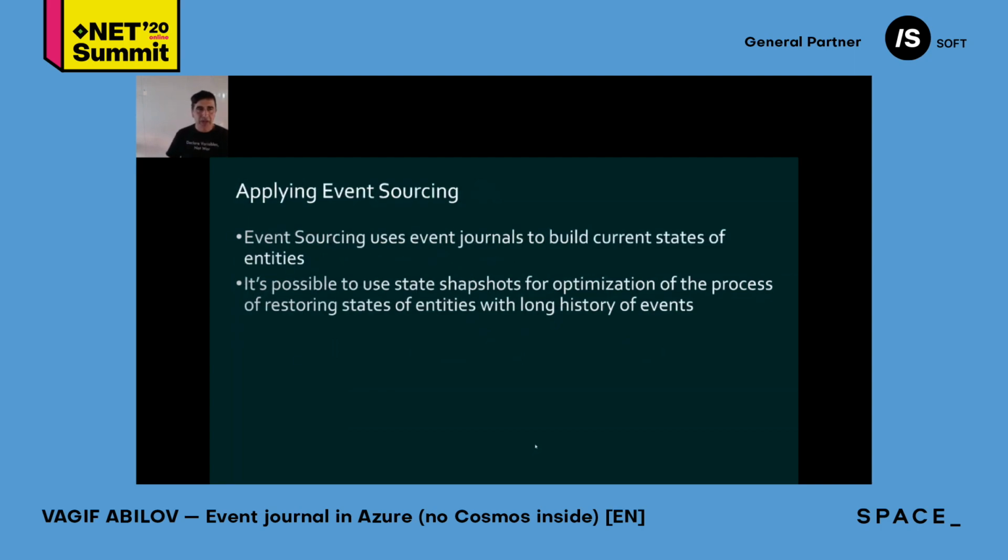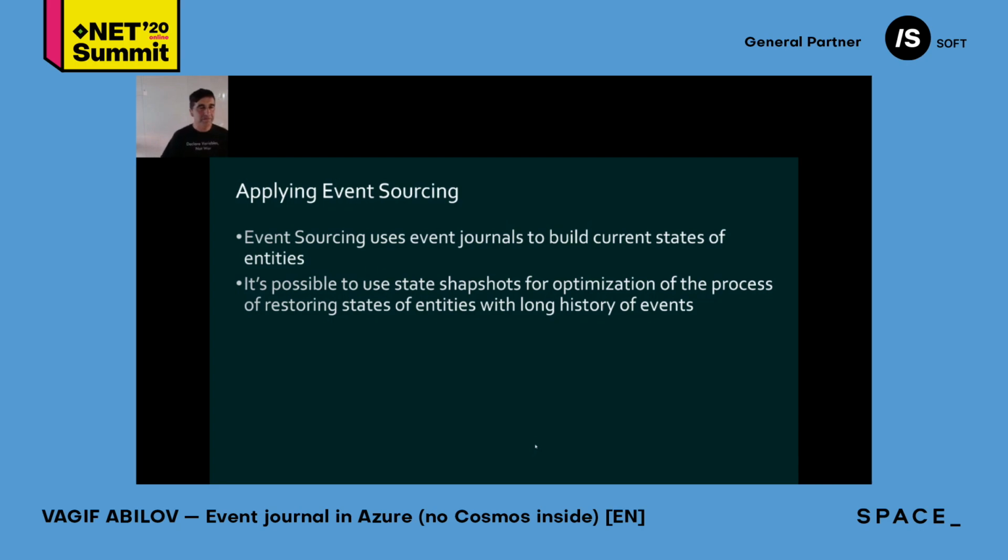Then when it comes to applying event sourcing, we need to build the current state from event journals. It may scare developers at first glance. Okay, how can you build the current state of a bank account if it has a million transactions? It's possible to use state snapshots for optimization. We can decide that every 100 records we build a snapshot. So you should bear in mind that even though we build the current state from the history of events, in no way does it limit scalability or performance of the system.